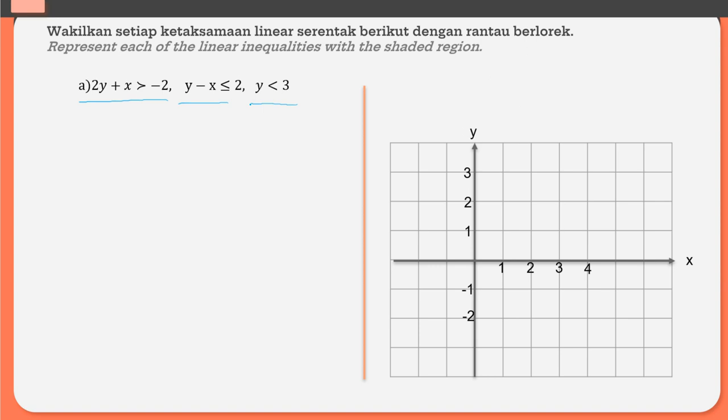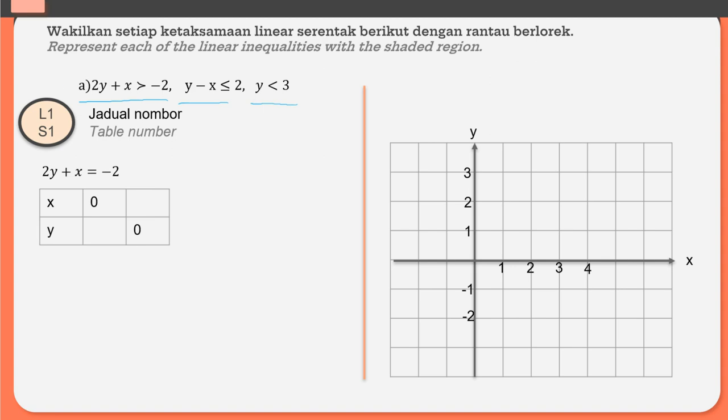Alright, so here I'll show you. Take the table of numbers. You need to do the table of numbers. So we look at the first inequality and then we try to make the equation. So first we have 2y plus x equals negative 2. So I take the intercept value when x equals 0. So you have here 2y equals negative 2, so definitely y equals negative 1. Alright, and then when y equals 0, definitely x equals negative 2.